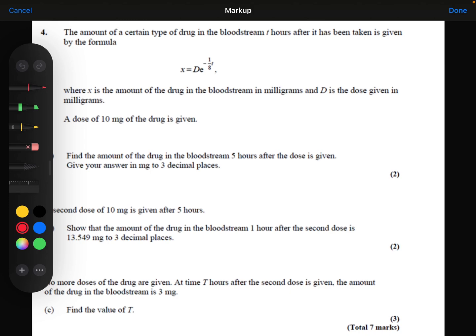So, x is the amount in the bloodstream, d is the dose given, and t is the number of hours after it's been given. So in this case, d is 10, t is 5, and I need to work out x. So x equals d times e to the minus 1/8 times 5, which is 5.353 milligrams to 3 decimal places.